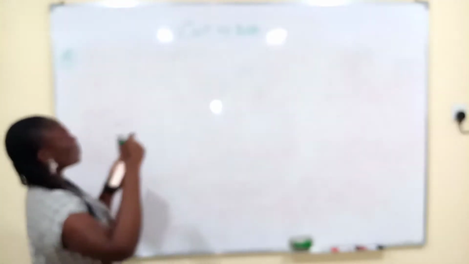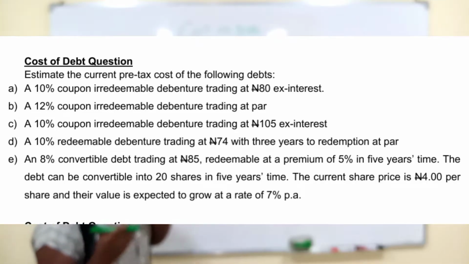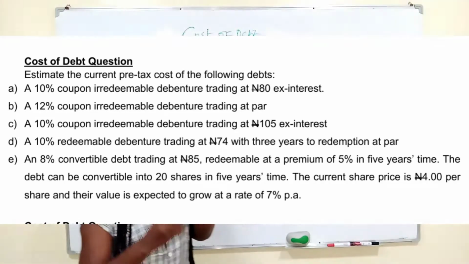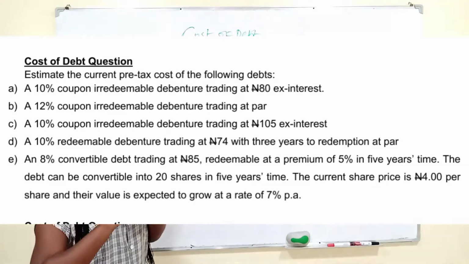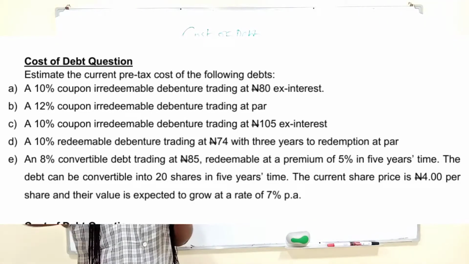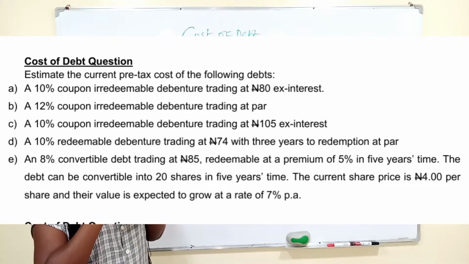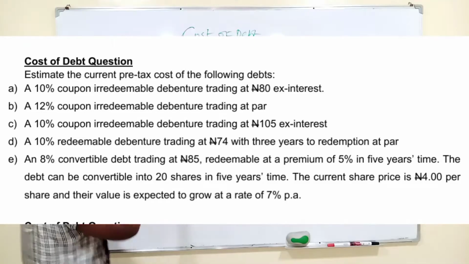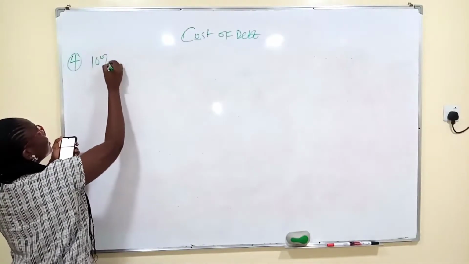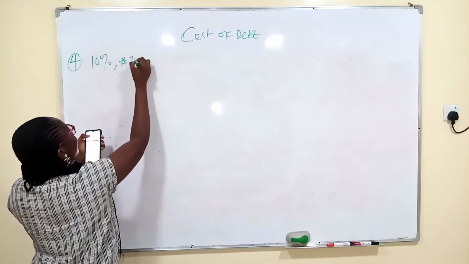Question 4. We're going to solve a lot of questions, up to 8 or 9. So question 4. Calculate the pre-tax cost of debt for a 10% redeemable debenture. The ones we saw earlier are what? Irredeemable. Now, a redeemable means there's an amount to be repaid. There's repayment of principal, right? A 10% redeemable debenture trading at 74 naira. This 10% is the coupon.